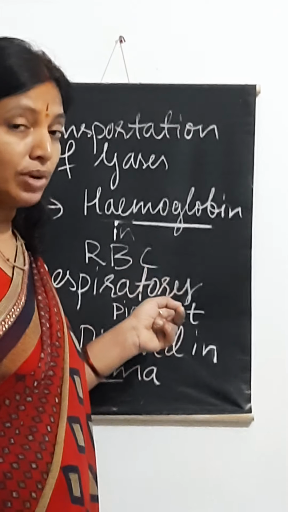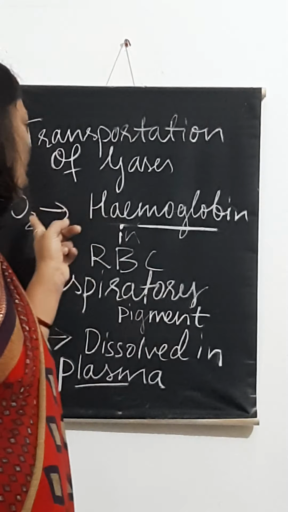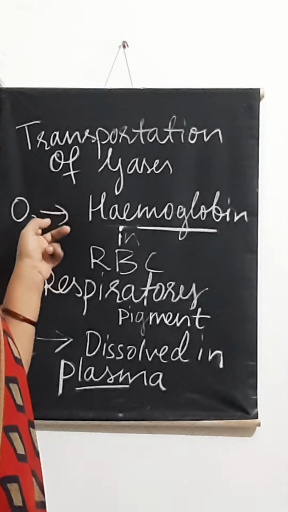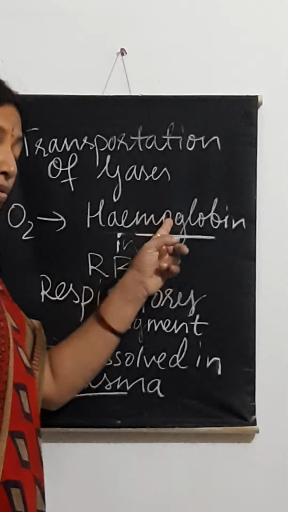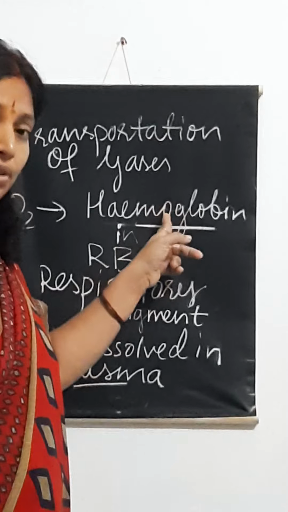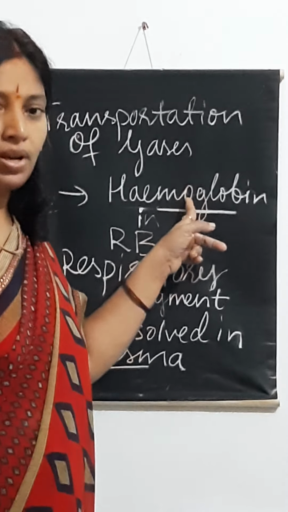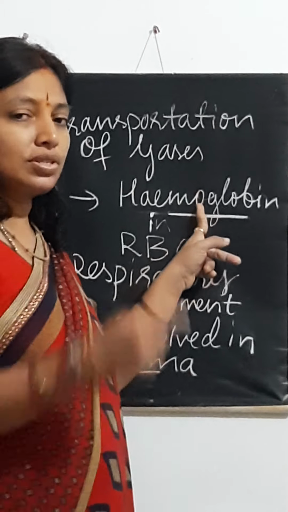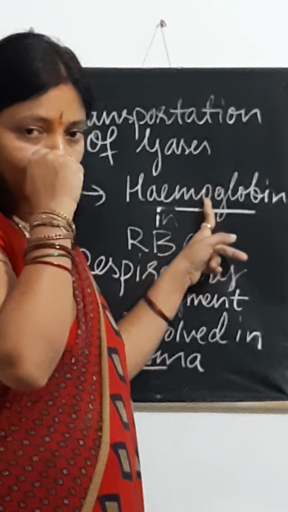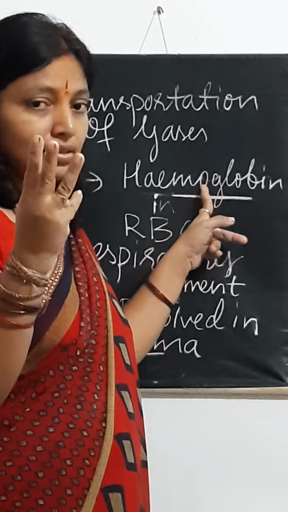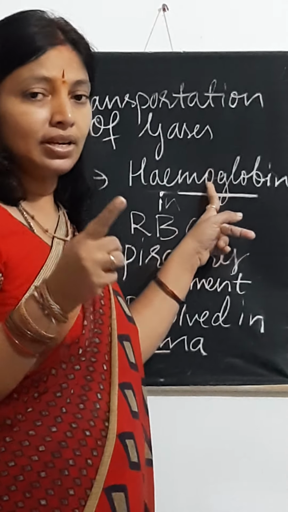Why is it called respiratory pigment? Because it helps to transport this respiratory gas, this oxygen. Can't oxygen be transported without hemoglobin? It can be transported through diffusion, but the process will be very slow. For example, it will take oxygen to travel from nose to the cells present in your feet 3 years if it were to depend only on diffusion.